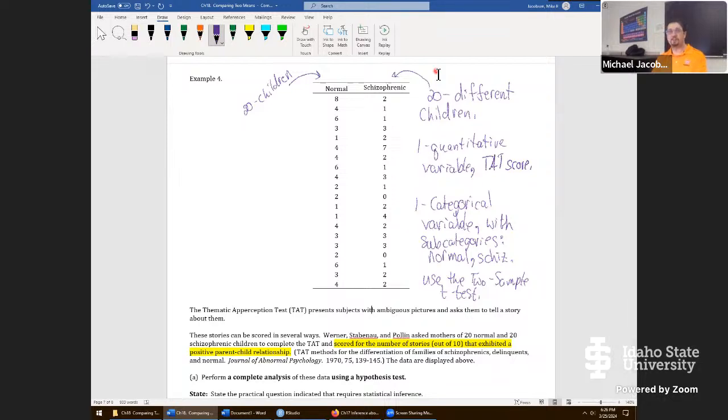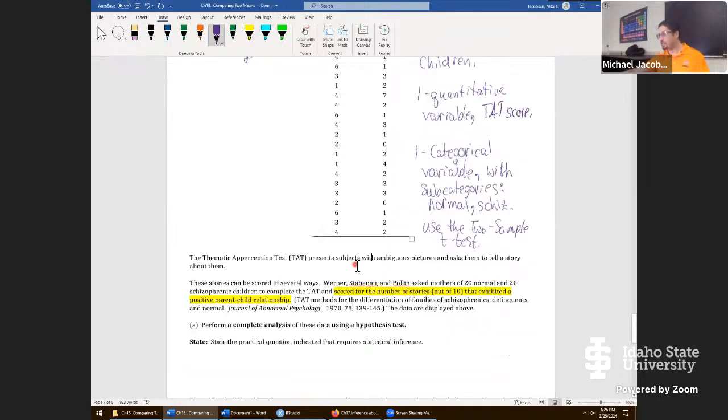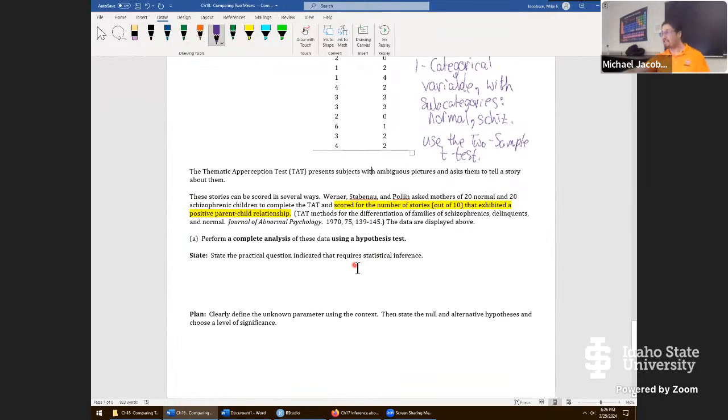Okay, from here on out, it's all kind of the same sort of stuff we've been doing in chapter 14. Let's go down the line. We're going to completely analyze this data. Watch out for this on the homework, though.